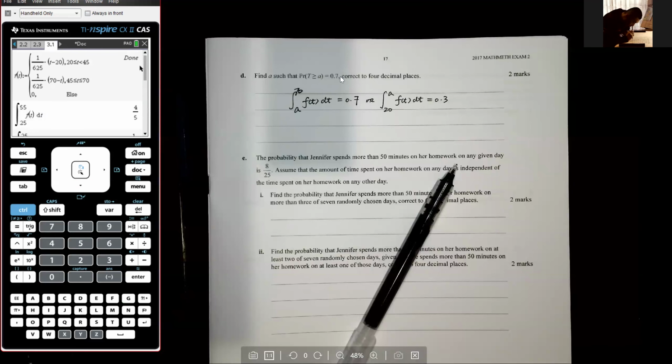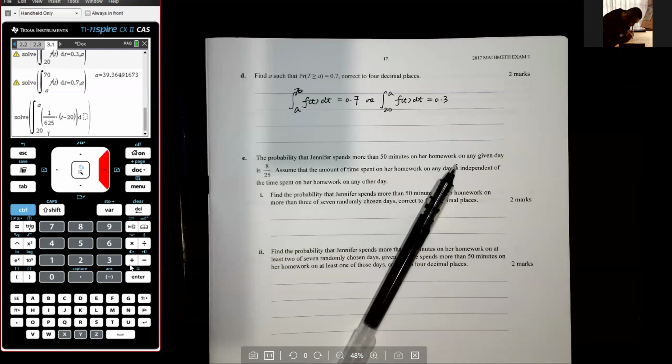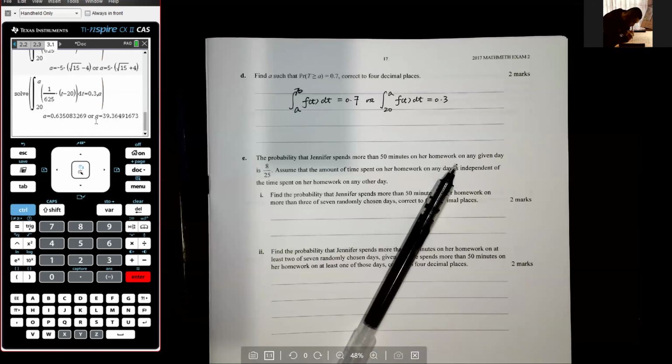Like from 20 to 45, that's half probability. 45 to 70, that's half. So try to use the number less than half and then use the correct side. Or maybe you can just go for the explicit expression if it doesn't work for you. Solve, shift plus, from 20 to a, and then just the explicit expression equal to 0.3, comma a. But in this case, you get two answers. You need to select the one larger than 20, okay?